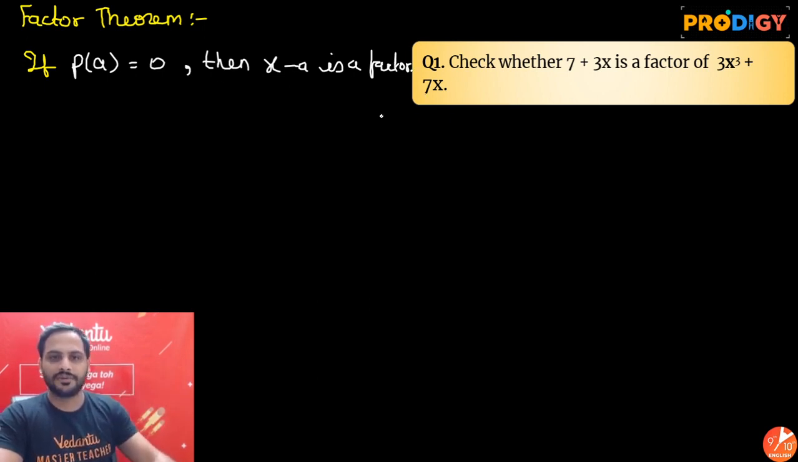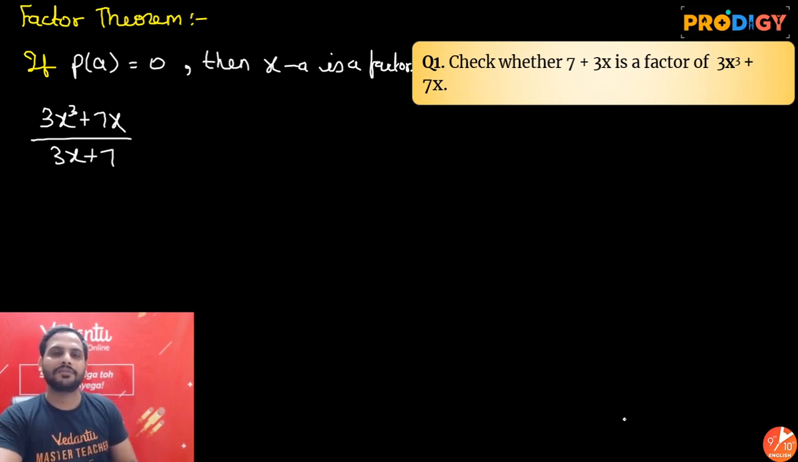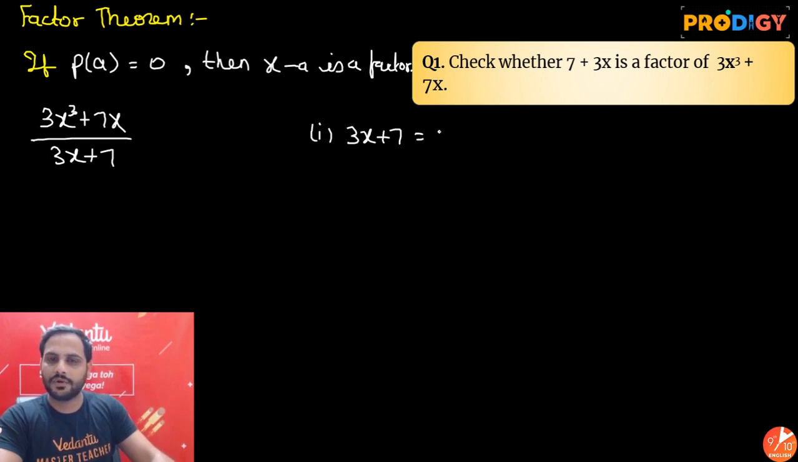Suppose I'm dividing 3x cube plus 7x with 3x plus 7, and I have to find out whether 3x plus 7 is a factor or not. So beta, I know for a factor the remainder must be 0. So step 1, make 3x plus 7 equal to 0. So I will set x is equal to minus 7 by 3. Step 2, make remainder equal to 0.